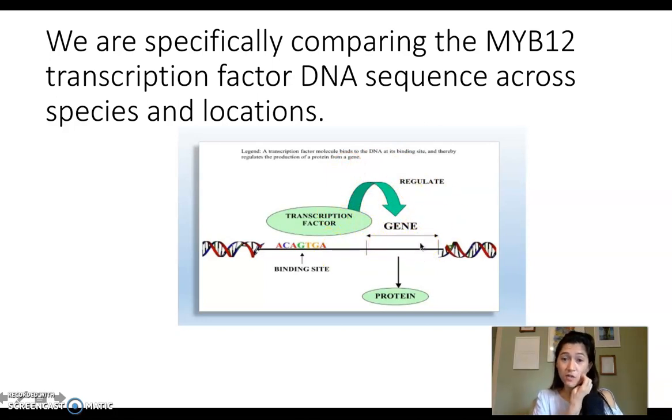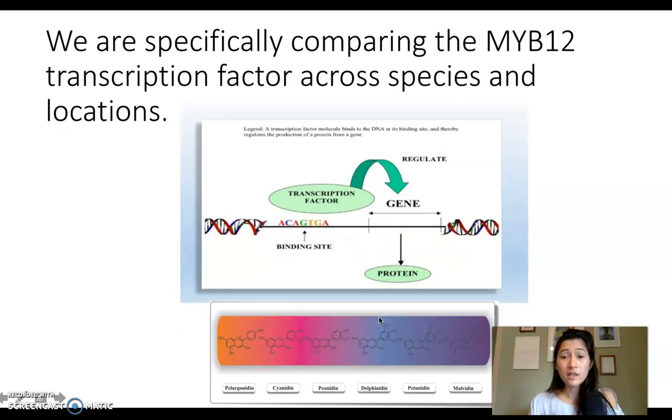If that transcription factor is able to bind, that gene will be expressed, mRNA will be produced. There should be an intermediate right here. That gene produces mRNA, and then the mRNA eventually produces a protein product. And in this case, MYB12 is specifically involved in the pathway to make anthocyanins, which are shown here on the bottom of the screen. Anthocyanins are pigments that cause colors like red, purple, blue to be present in flowers.